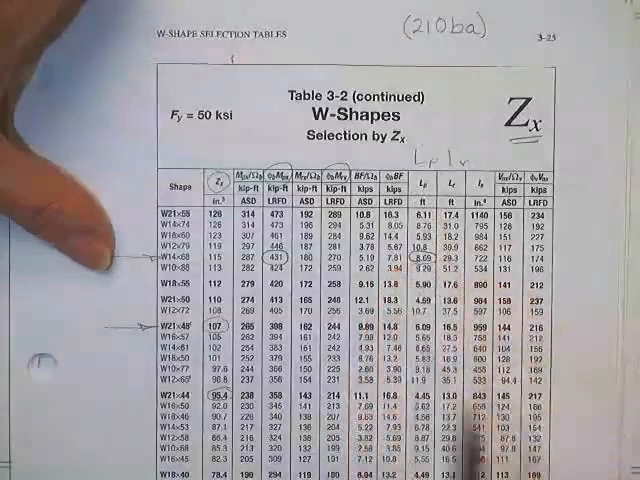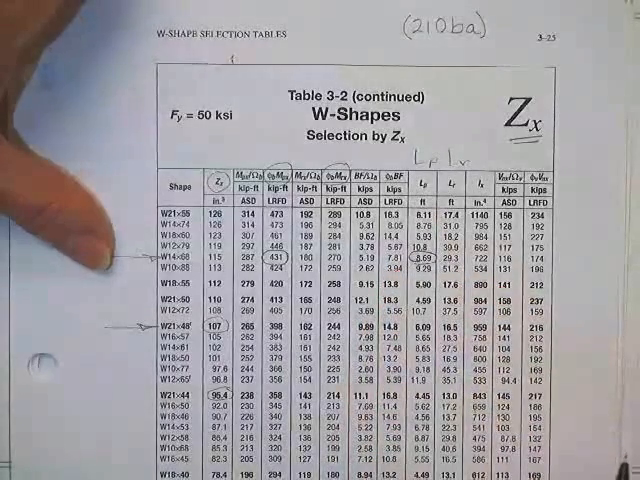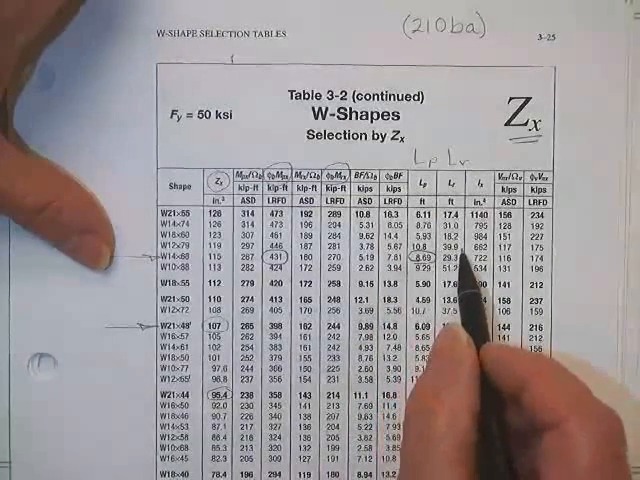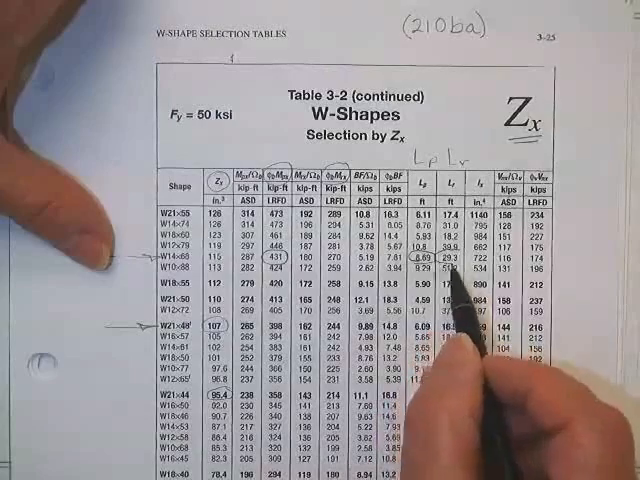That was L sub P. You remember it had the square root of the square root and all that nonsense raised to the e power? There it is for that beam. And there is L sub R.